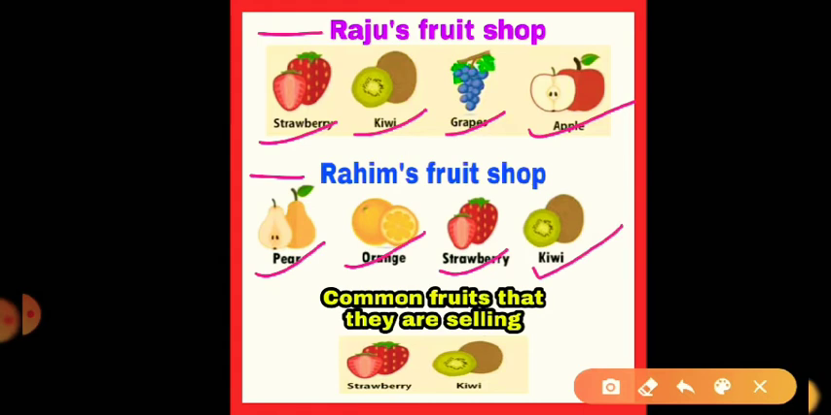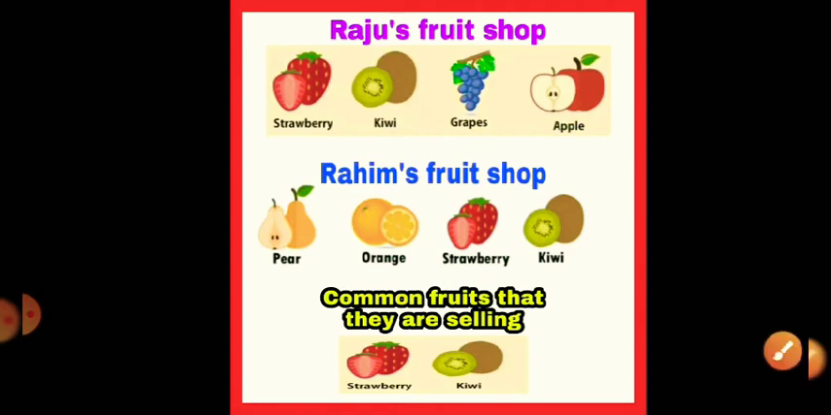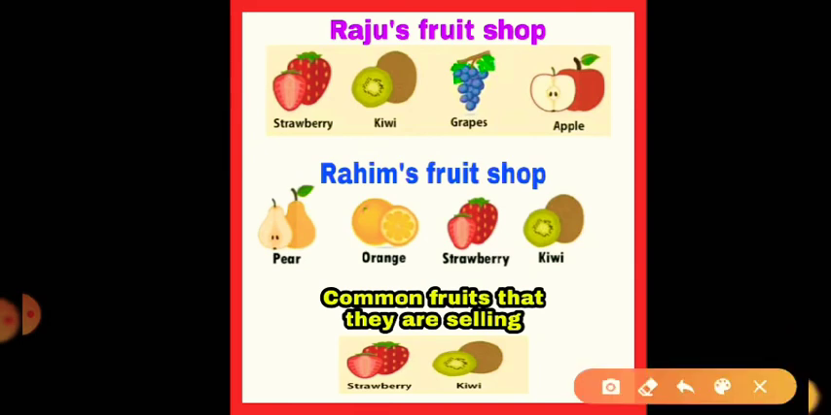Now I have a question for you all: what fruits can you see that are common in both shops? Yes, you are right, that is strawberry and kiwi. These two fruits they are selling commonly, means these fruits are common in their shops. So we can say that the common fruits that they are selling are strawberry and kiwi. Similarly, like these fruits, the factors are known as common.